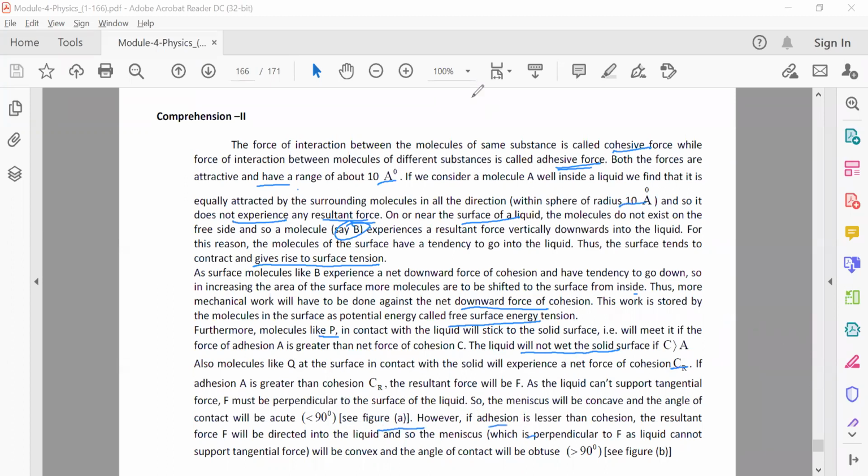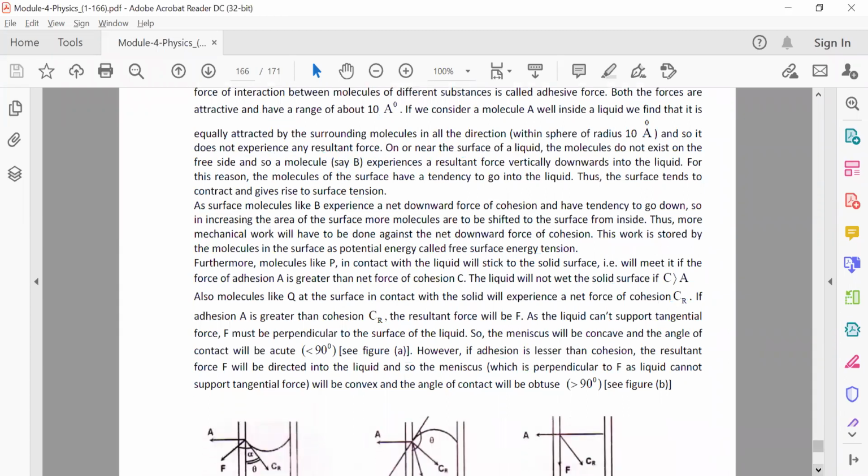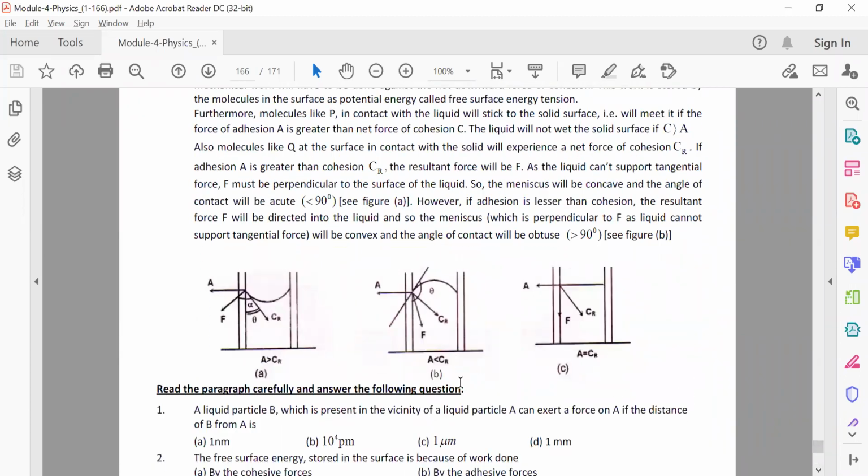Okay, so this is all that concept of cohesive and adhesive forces interacting, and through that, the concept of contact angle and all that. So these are the different situations shown to you.